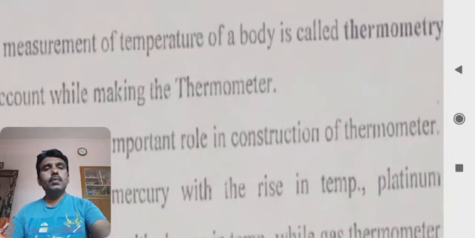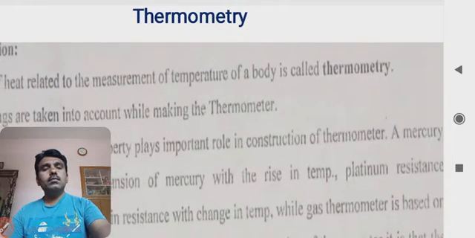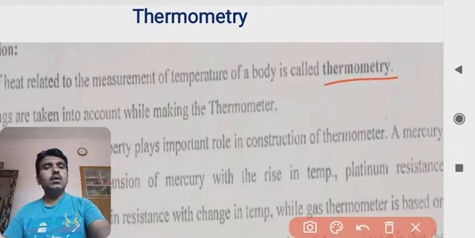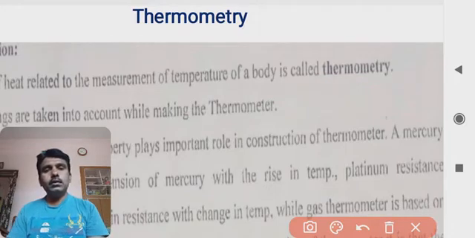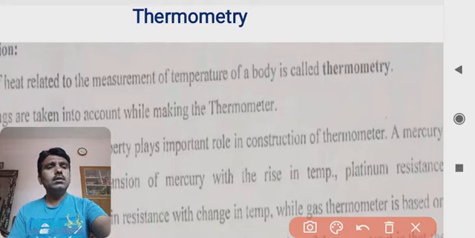And nowadays all of us are aware that in this pandemic situation, this is one of the factors: if the temperature rises above 97 degrees Fahrenheit, then you have to look carefully to see if you have any fever or something. So this is what thermometry means.